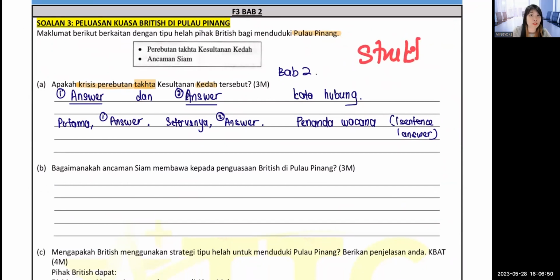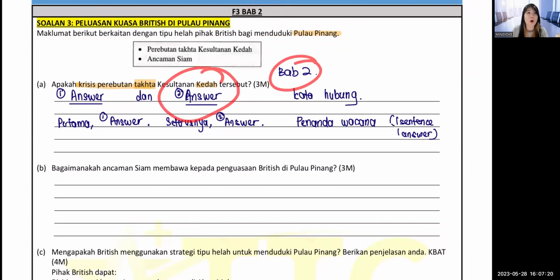When you do your structure question, very simple. You just need to study the question. Look at which chapter the question is actually mentioning. Is it chapter 1, chapter 2, or chapter 3? If it's chapter 2, for example, then which one? Is it for Kedah or Penang, or Malacca, or Singapore? Understand? Then you start answering with your keywords.